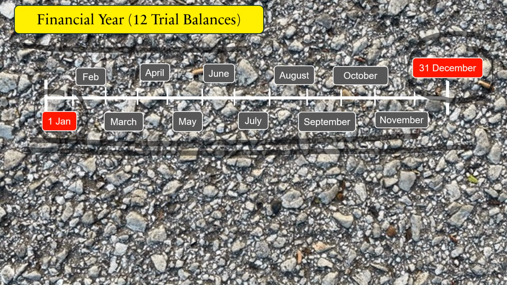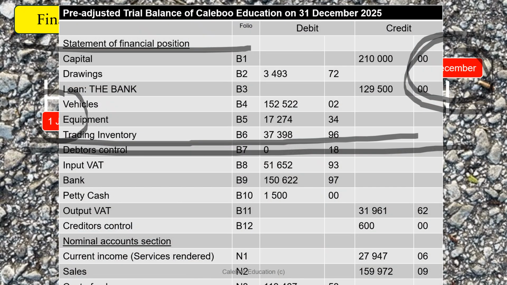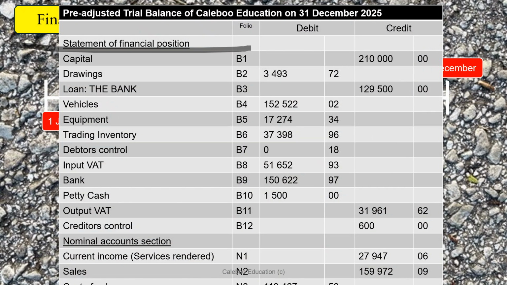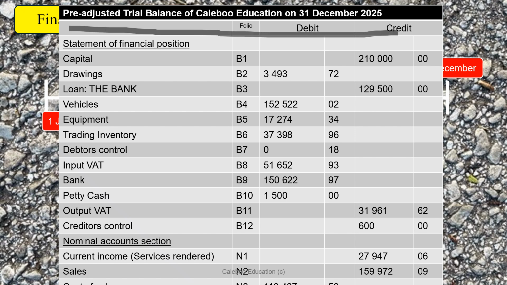We've done trial balances, 12 of them. We're at year end and we need to finalize our books for the year. And then what we have, as I mentioned earlier, is a pre-adjusted trial balance. So the point of adjustments, and we'll get on to adjustments in a lot more detail soon, is to truly reflect the actual position of the business.